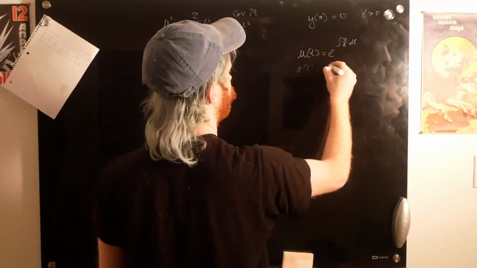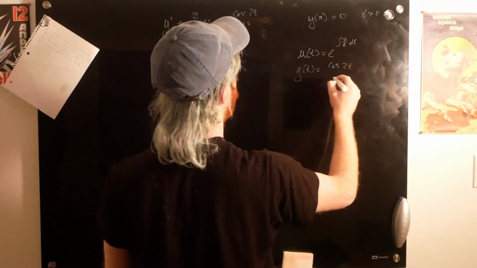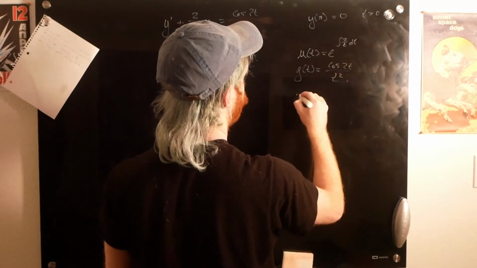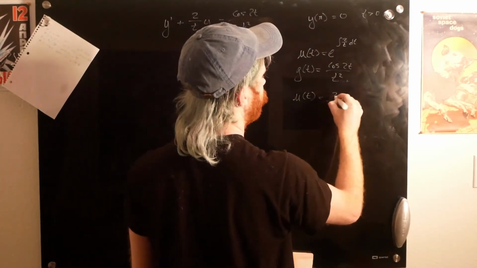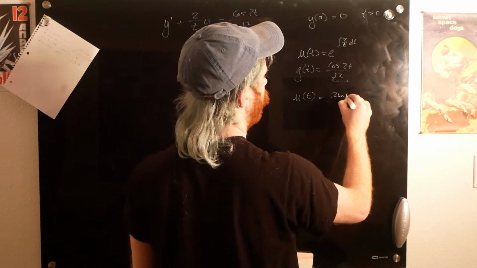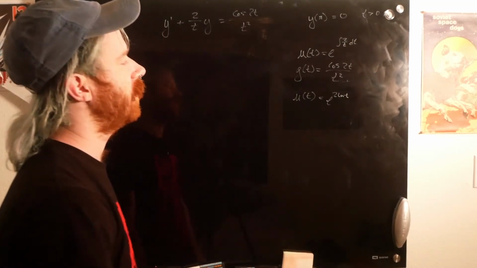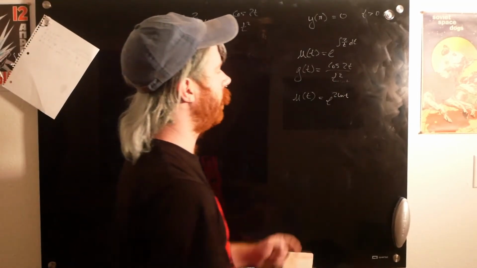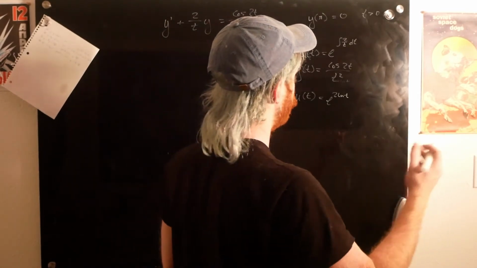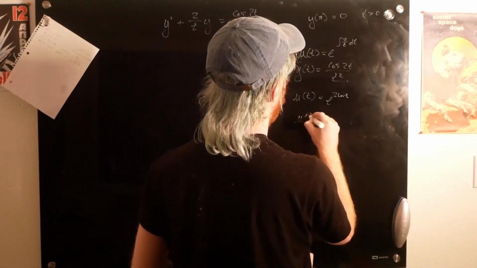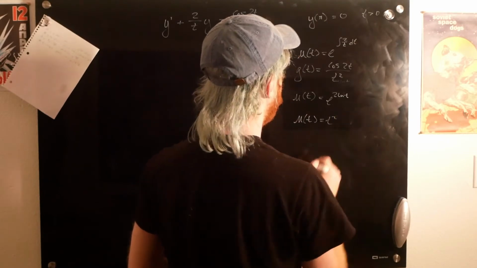G of t is going to equal cosine of 2t over t squared. Let's go back to mu of t real quick. So mu of t is going to be e to the 2 natural log of t. The integral of 2 over t is 2 natural log of t. That's going to be e to the natural log of t squared. So e to the natural log of t squared is just going to be t squared. So mu of t equals t squared.